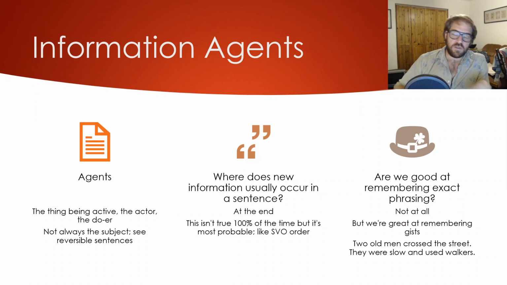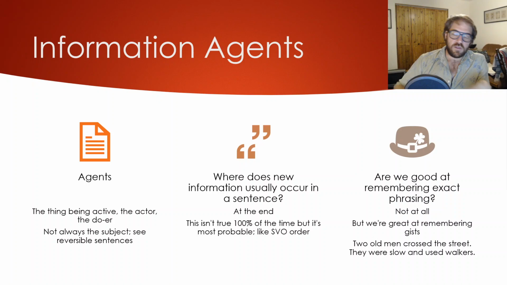Now, when you go to take the exam and you think about these two sentences, two old men crossed the street. They were slow and used walkers. What you might remember, because you're kind of building this image, the words are cueing an image that you're building here, is that two old men slowly crossed the street using walkers.